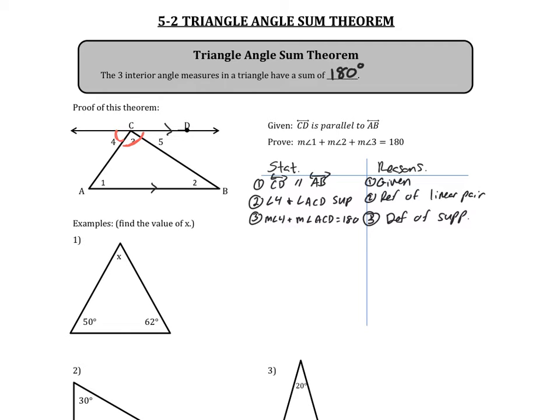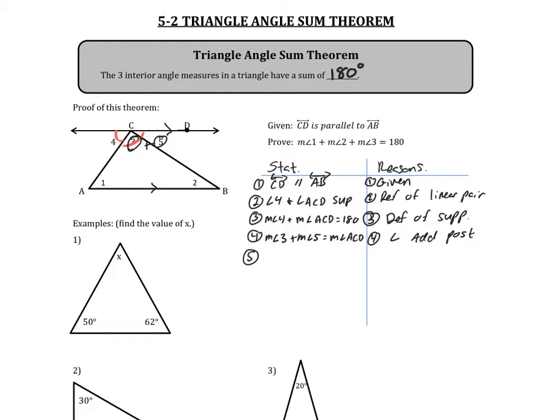Okay, so now where can we go from there? Well, I know that the measurement of angle 3 plus the measurement of angle 5 equals the measurement of angle ACD. Why do I know that? That was our angle addition postulate. So I'm saying I can take angle 3 plus angle 5, and I can get that overall big angle ACD. Okay, so let's keep going.